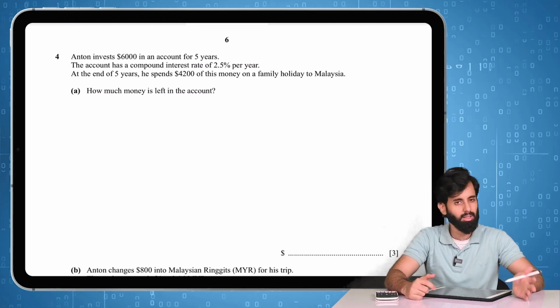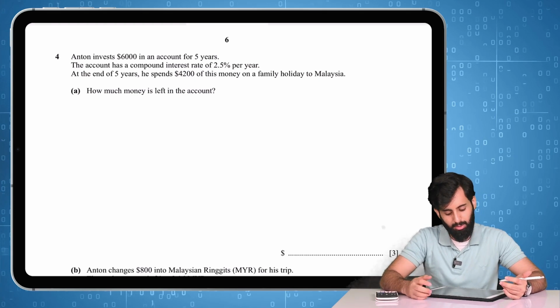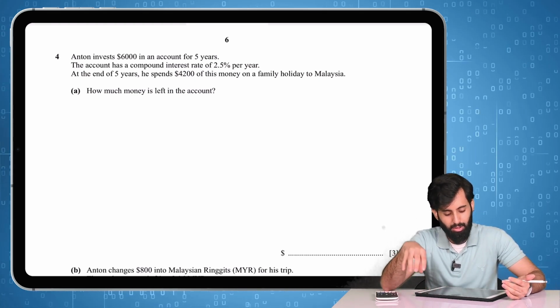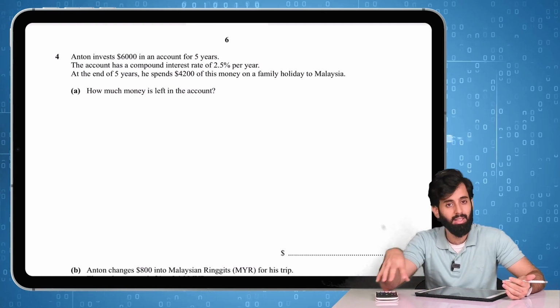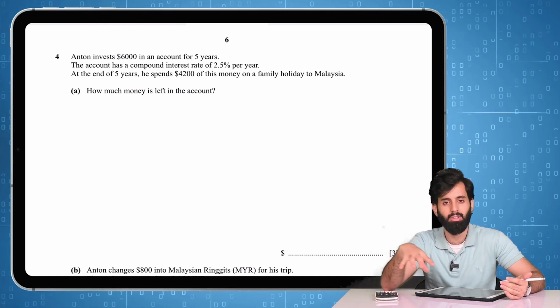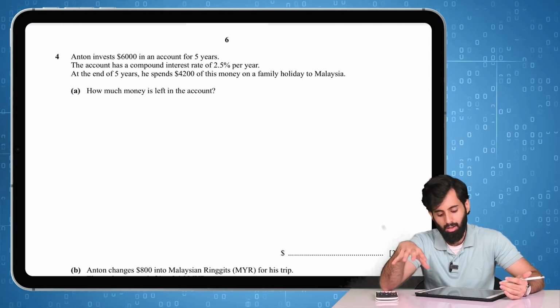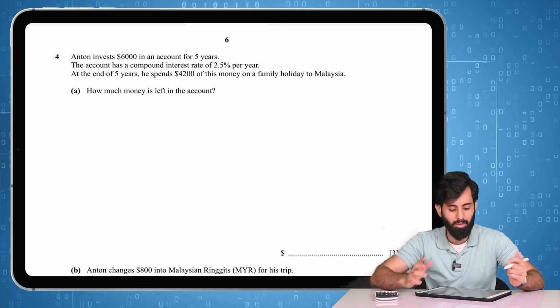Okay, so this is not a regular compound interest question. The way to approach this question is that you need to first find out the amount of money that he has in his account after 5 years, and then you need to find out how much money is left after he has spent $4,200 on a family holiday to Malaysia. Okay, so let's get straight to it.